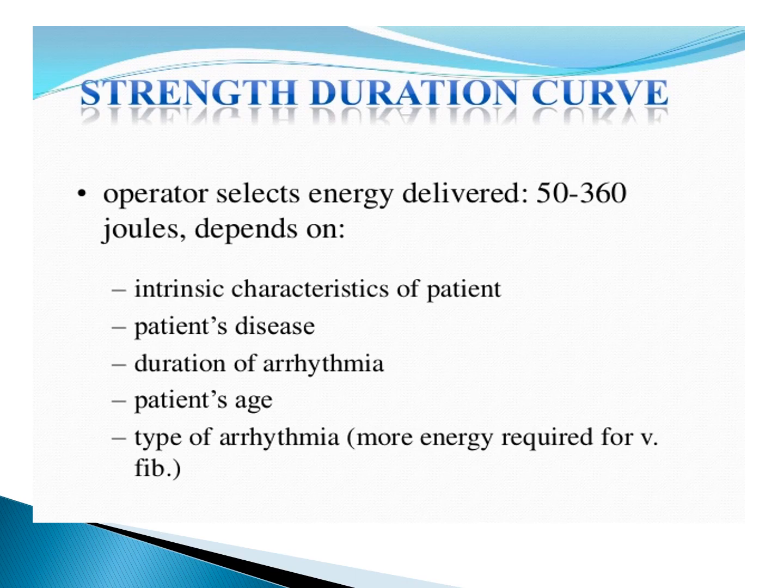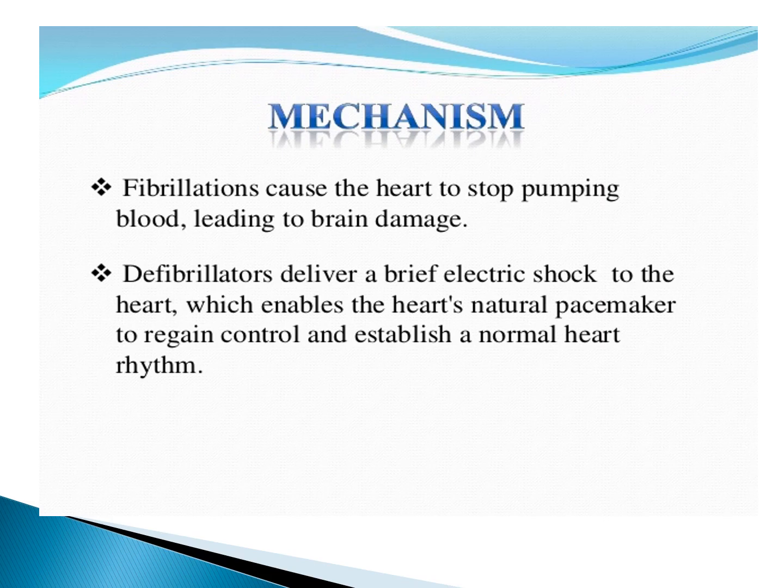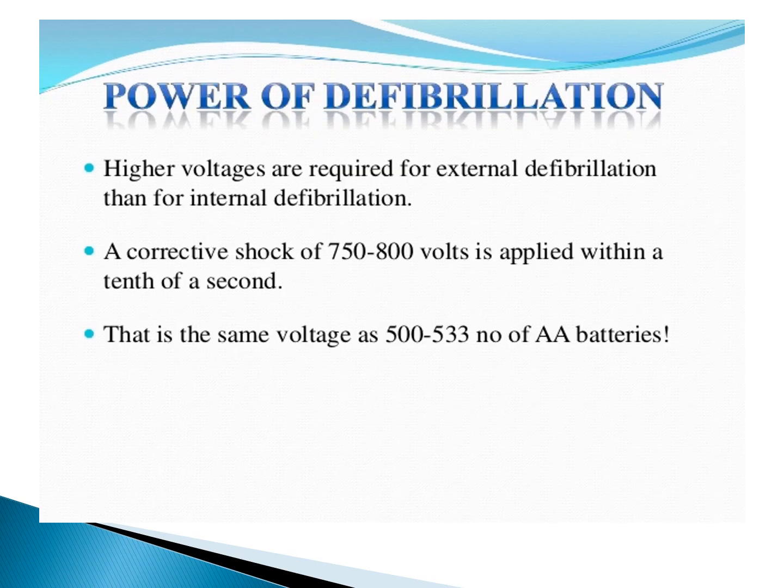We also see some of the factors, that is, the intrinsic characteristics of the patient, which depend upon the patient's disease and how long the patient has had the arrhythmia. We should also consider the patient's age and type of arrhythmia. Regarding the mechanism, fibrillation causes the heart to stop pumping blood, leading to brain damage. So defibrillators deliver a brief electric shock to the heart, which enables the heart's natural pacemaker to regain control. The natural pacemaker, as we are all aware, is the SA node.